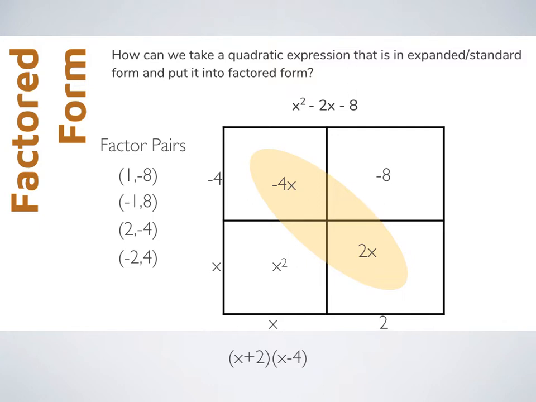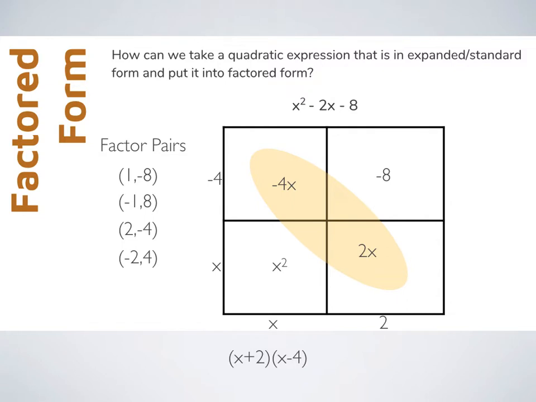So those are just some basic examples of when you've got some positives, some negatives. You could have a situation where you have something like x squared plus 2x minus 8, and the only thing that would change there is that you would use the other pair. You would use the -2, +4 pair, because that would end up giving you a +2x instead of a -2x.